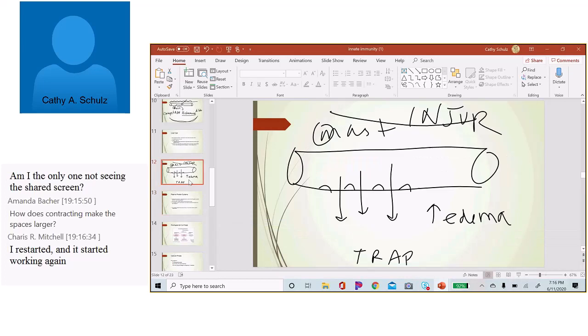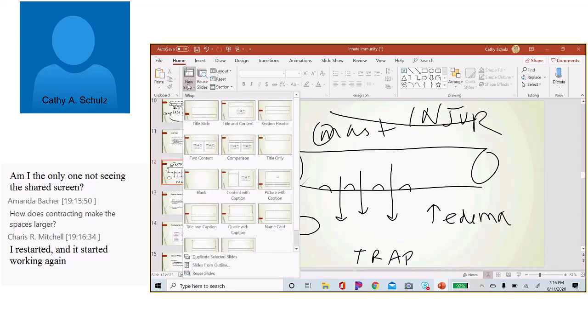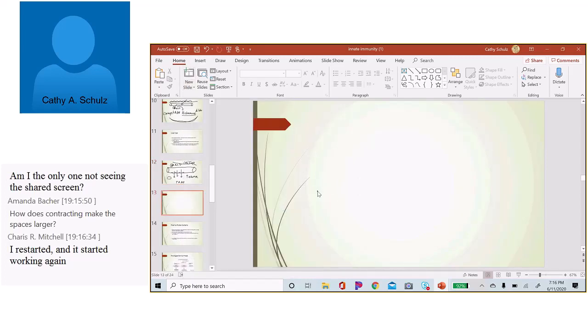So if an endothelial cell is here, let me pick a different slide so I can see it a little better.